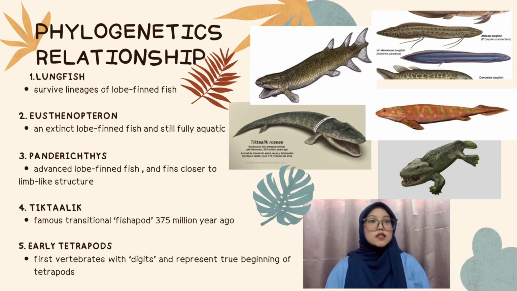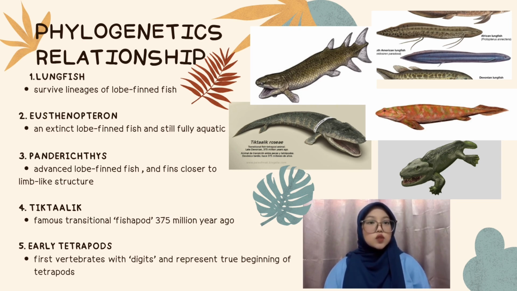Next, these are the parts in the phylogenetic relationship trees. First, we go through the lungfish and coelacanths. Lungfish and coelacanths are the only surviving lineage of lobe-finned fish. They have fleshy lobe fins with internal bones.